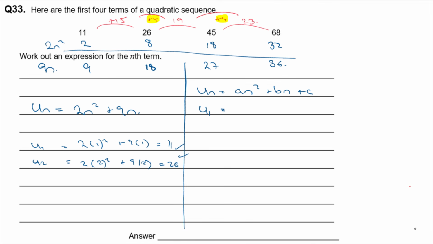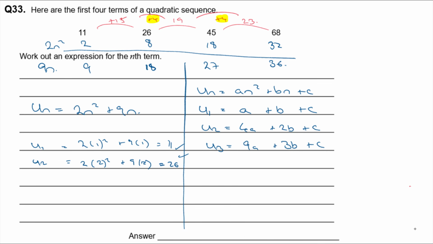Now, for u1, the first term, n is 1, isn't it? So a times 1 squared is just a, plus b times 1 is just b, plus c. So the first term is going to be a plus b plus c. The second term, u2, is going to be 2 squared, 4 lots of a, 4a, plus 2b plus c, isn't it? Okay, and then we need a third one. Let's do u3. u3 is going to be 3 squared is 9, so 9a plus 3 lots of b, which is 3b plus c.